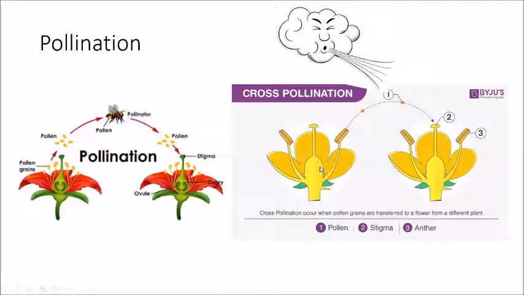In the case of wind pollination, wind is going to be the pollinating agent, and that's going to cause this pollen grain to blow from one flower to the next. So it's going to move from this anther and land onto the stigma of another flower.